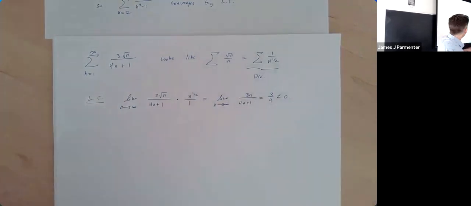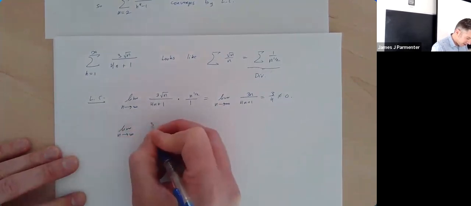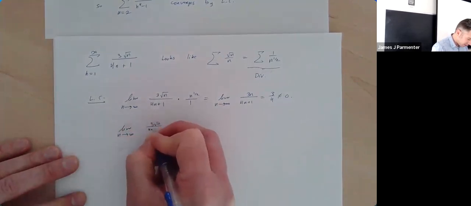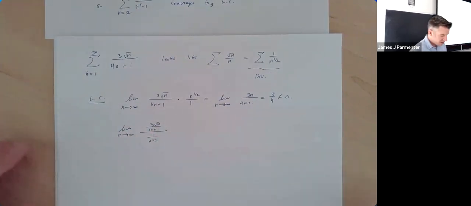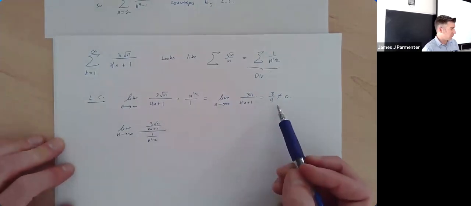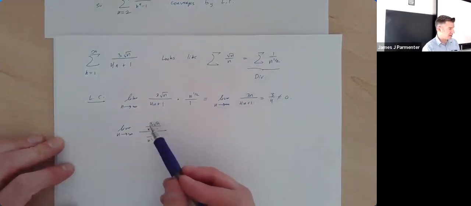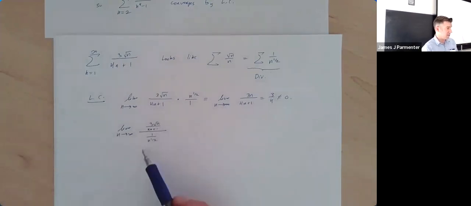And the reason you can kind of think about this, if you want to, is if you're looking at this limit, as n goes to infinity of 3 root n over 4n plus 1 over 1 over n to the 1/2, what you're basically saying is this ratio gets closer and closer to 3/4. So this top thing is always, or eventually, about 3/4 as big as this bottom thing. But since the bottom series diverges to infinity, 3/4 of infinity is still infinity.